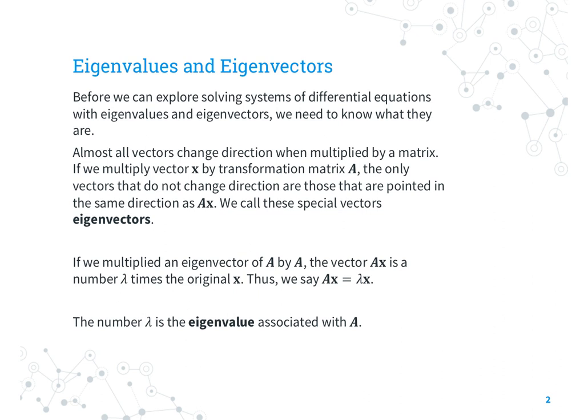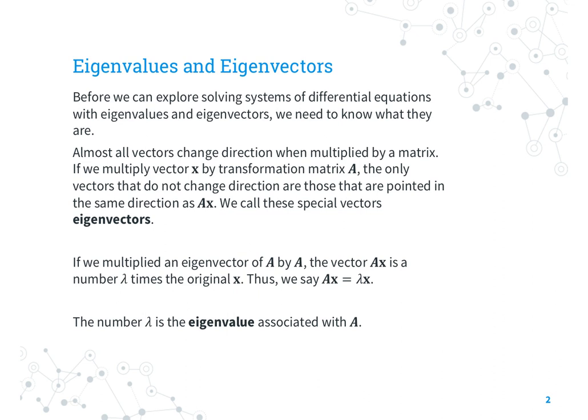So almost all vectors change directions when they're multiplied by a matrix. We use matrices to transform vectors, and we can use them to transform a number of things in math. If we multiply a vector x by a transformation matrix A, the only vectors that do not change direction are those that are pointed in the same direction as Ax. We call these special vectors eigenvectors.